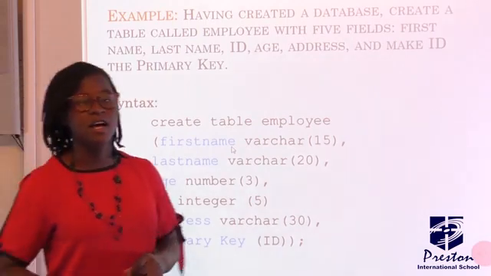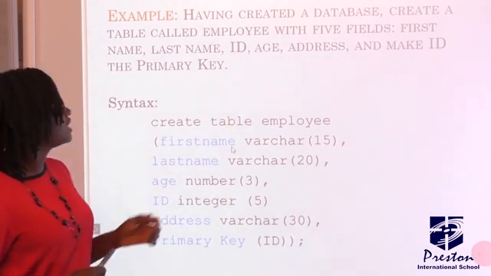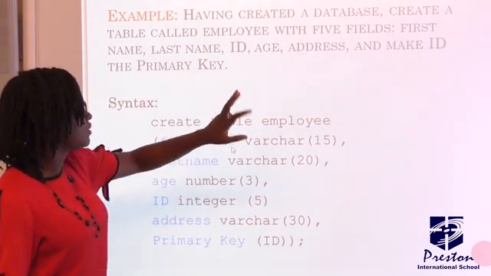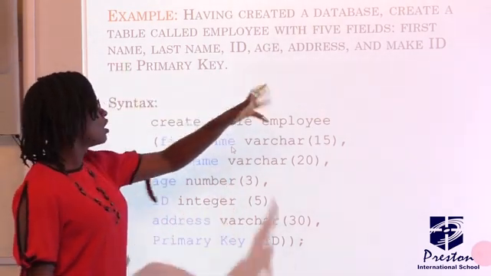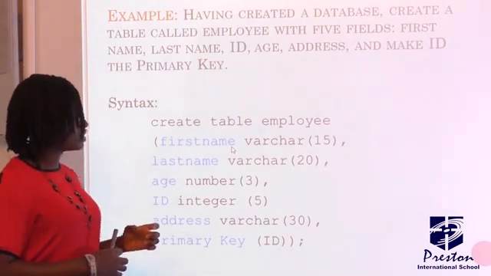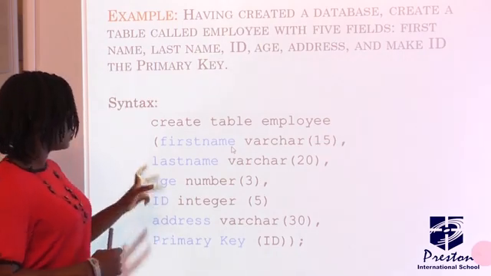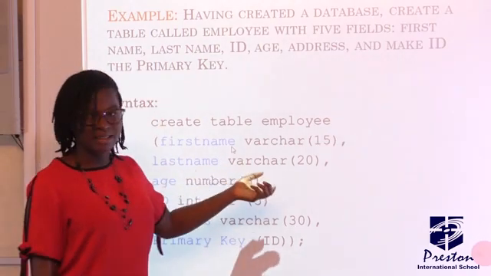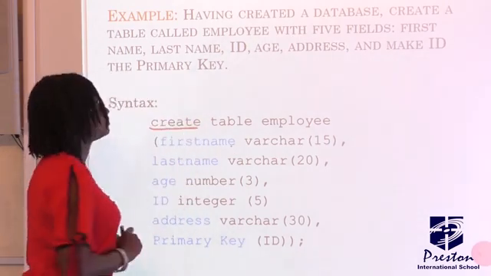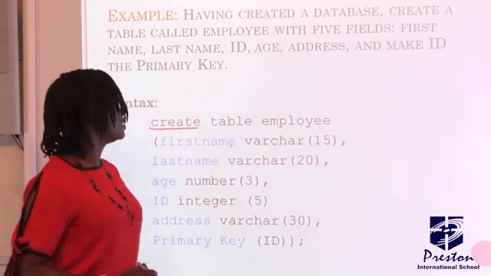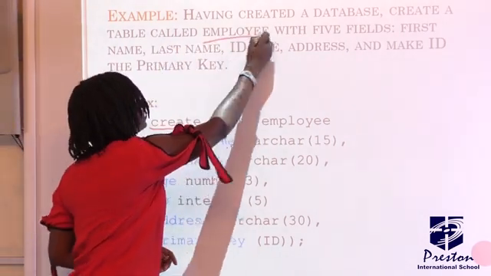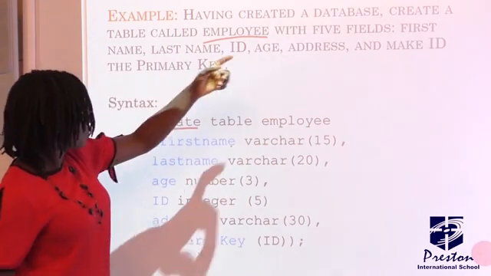Now let's look at this example. Having created a database, now create a table called employee with 5 fields, first name, last name. Okay, now how do we put this? How do we structure it out? And we're going to have the table. So all you need to do is just give the command create. This is the command you are using here, create. Create table employee. Remember the question says called employee. That's what we are creating. So create table employee with 5 fields.